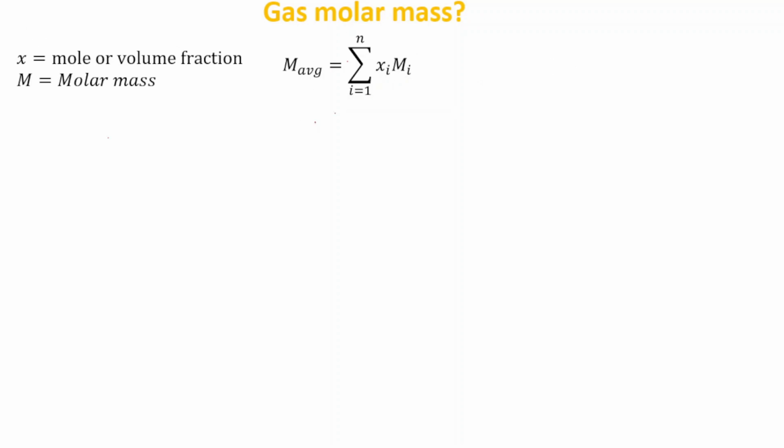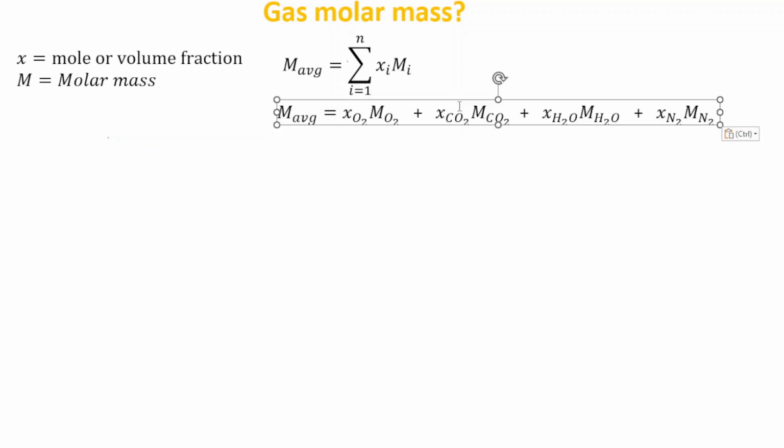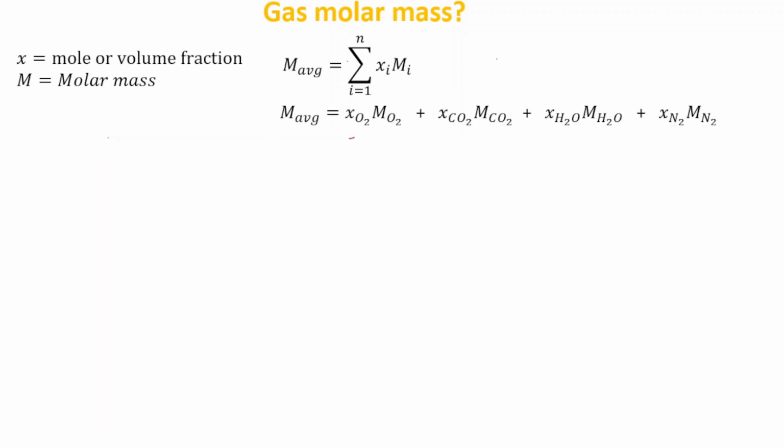Now this might look or seem complicated if you're not used to this notation. All it means is, suppose we have a gas that consists of oxygen, nitrogen, water, and carbon dioxide, which is a very typical stack gas. This equation will simply look like this. Because the molar masses are constant and already known, we can already rewrite this equation, which just means we need to know the composition of our gas to get the average molar mass.